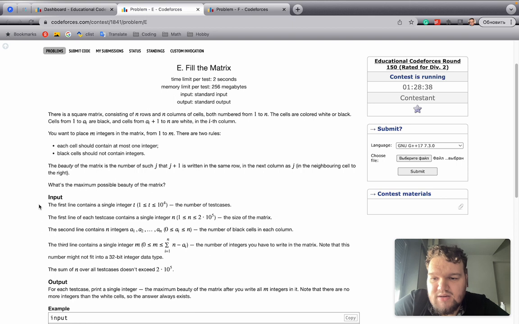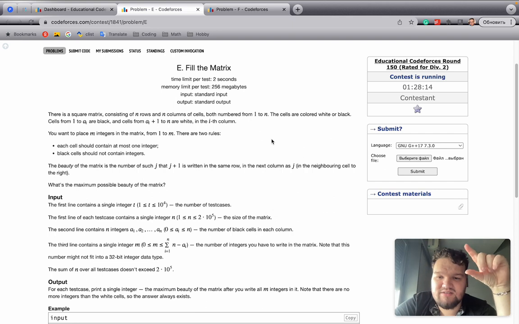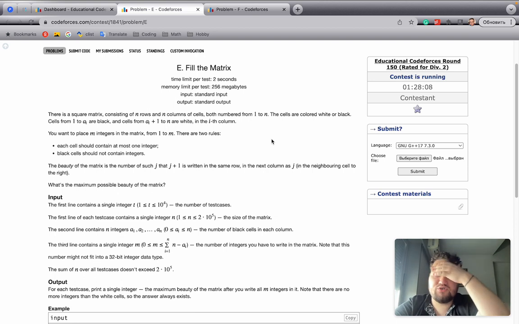Problem E. Square matrix n by n, and n is big. Okay, cells are black or white, and in each column, first a_i cells are black and then all the others are white. So all the black cells are pushed to the top. You want to place m integers from 1 to m. There are two rules. Each cell should contain at most one integer, and black cells should not contain integers.